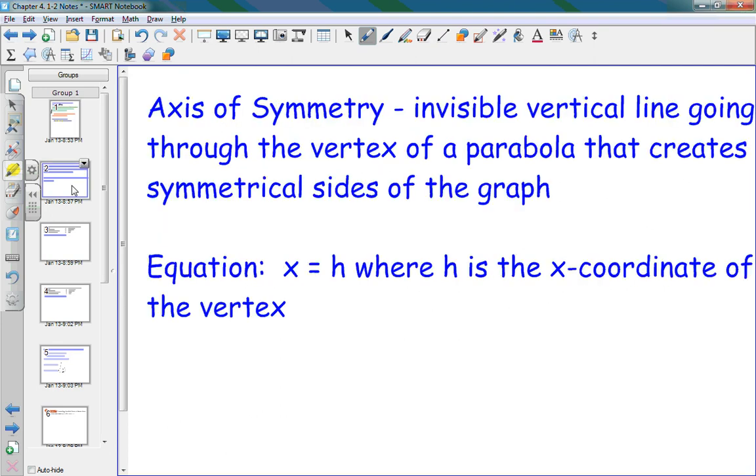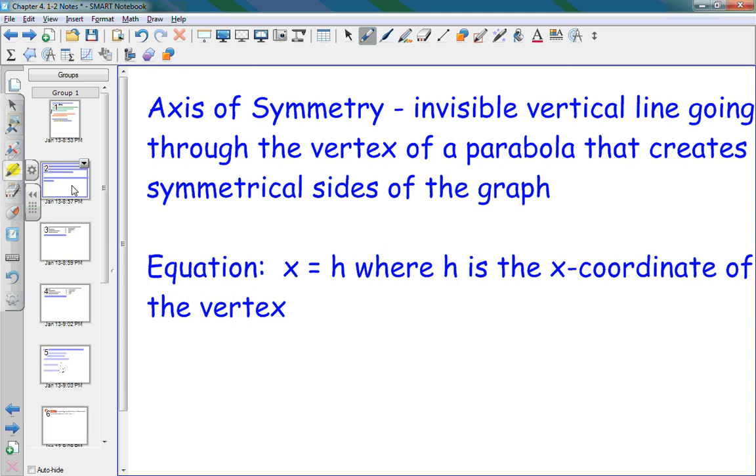The axis of symmetry is an invisible vertical line going through the vertex of a parabola. What happens when you go through the vertex of a parabola? It creates symmetrical sides of the graph, meaning the right-hand side, if you fold it over that dotted line, is going to lie directly on top of the left-hand side of the graph. Do we understand that?